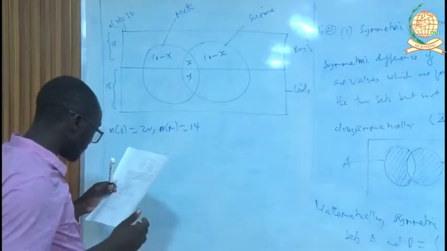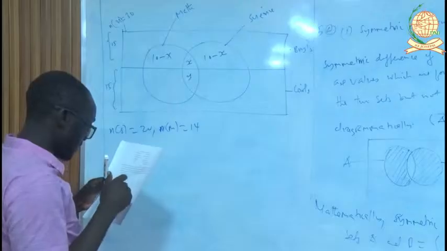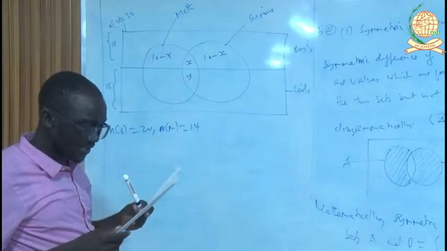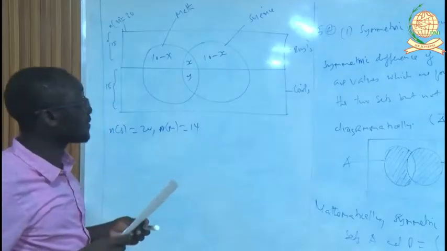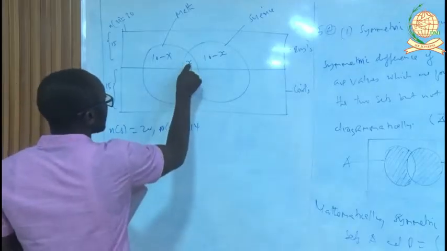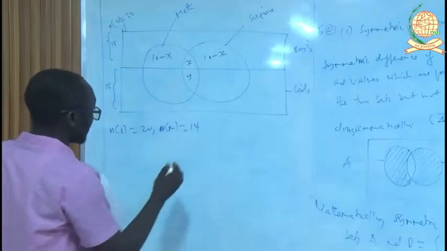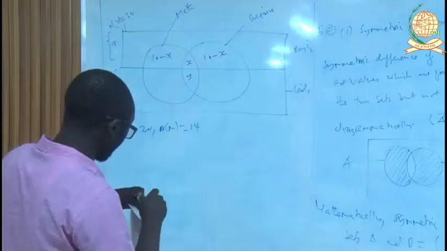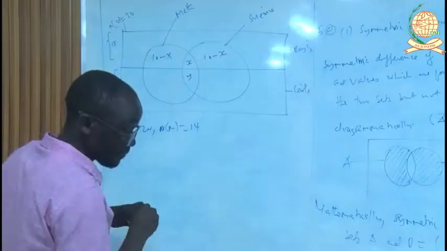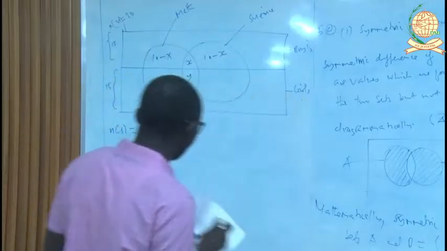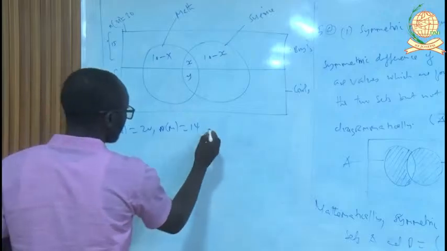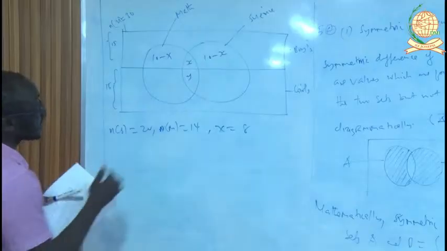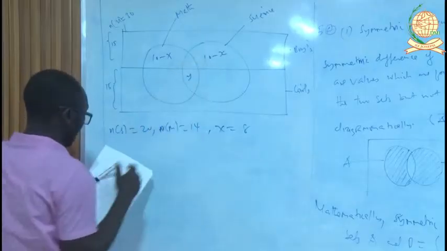And again, 8 of the boys study both science and math. So you can see the value of X directly. The value of X, the number of boys who take both math and science, is 8. So the value of X is just 8. So this value here is just 8 directly.